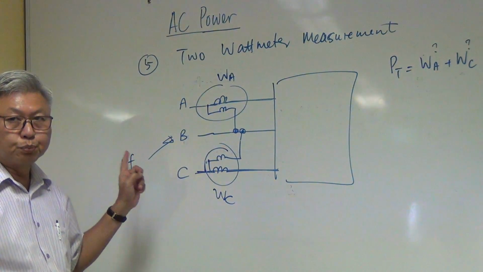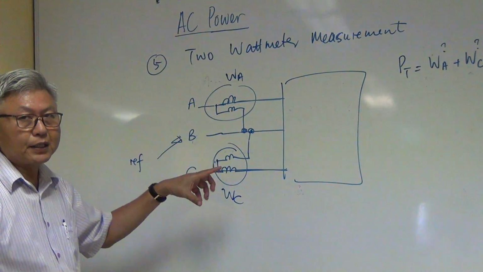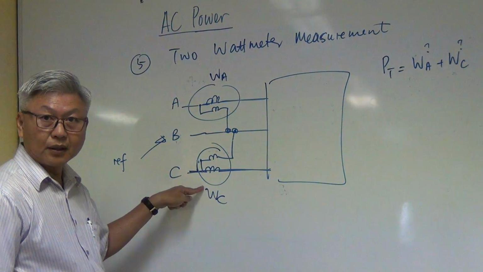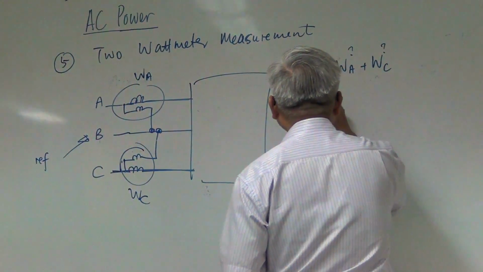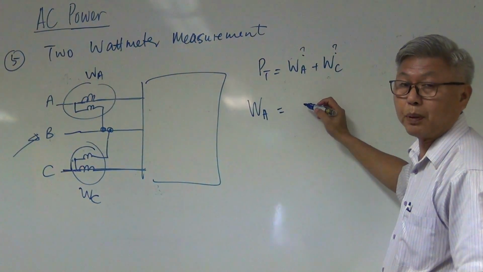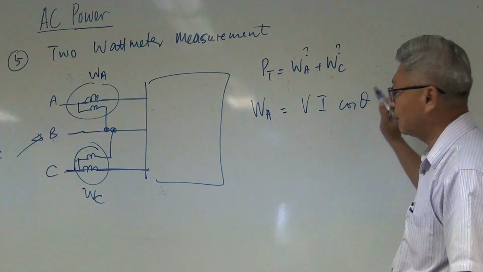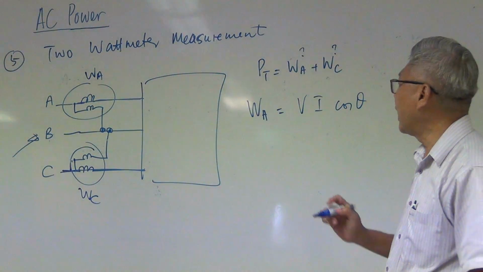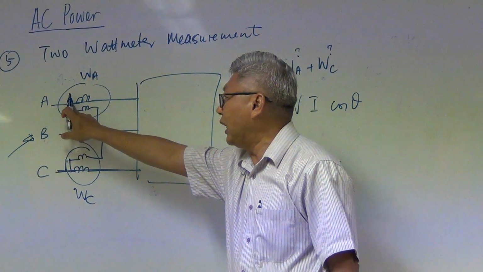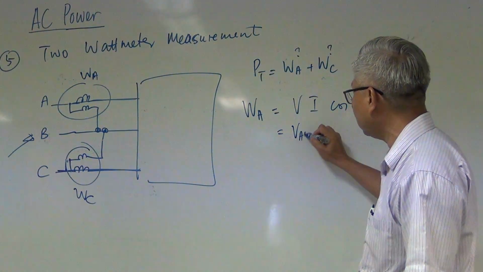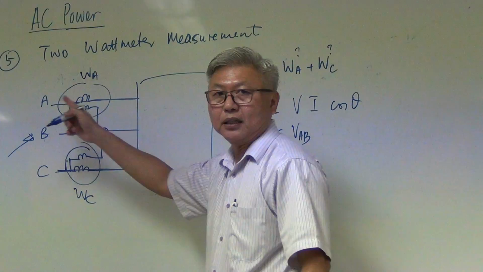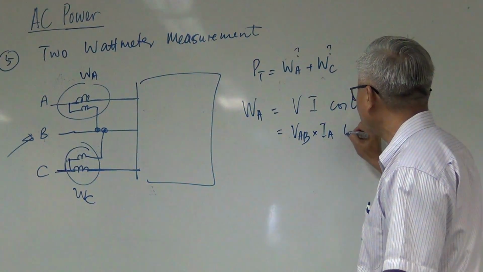So mathematically it can be proven that the total power in this three-phase system is the sum of the readings I get from wattmeter A and wattmeter C. The challenge now is how do I find WA? You still remember that true power is VI cosine theta. Agree? In this wattmeter, who is my V? V is VAB. And what is my I? My I is IA, the current through the wattmeter. So WA is VAB IA cosine theta.